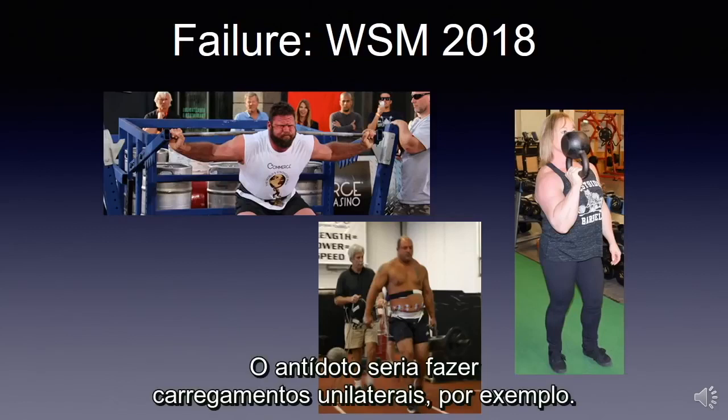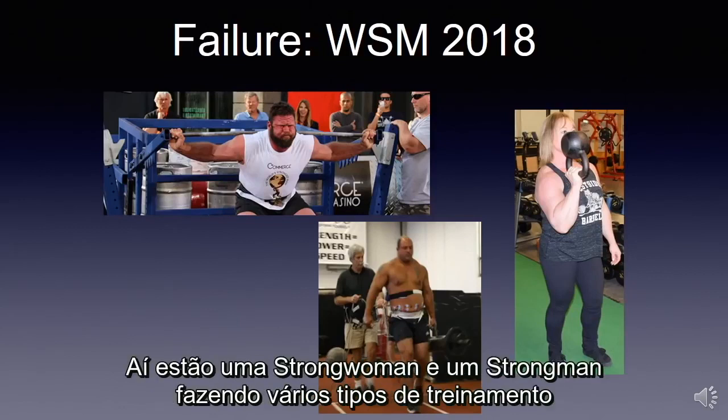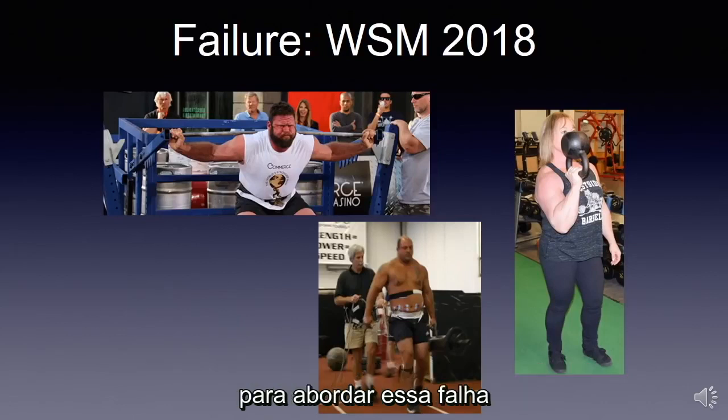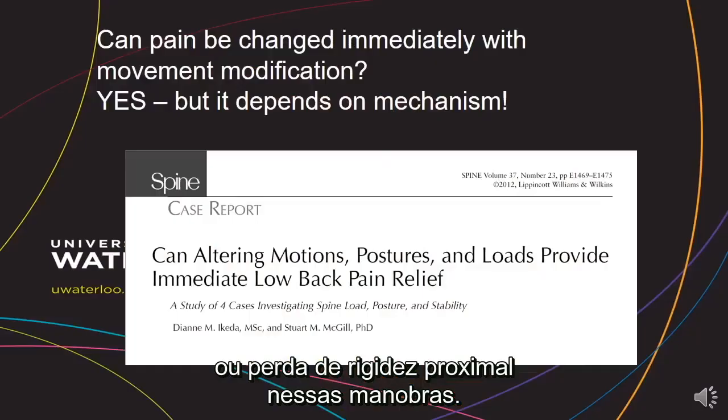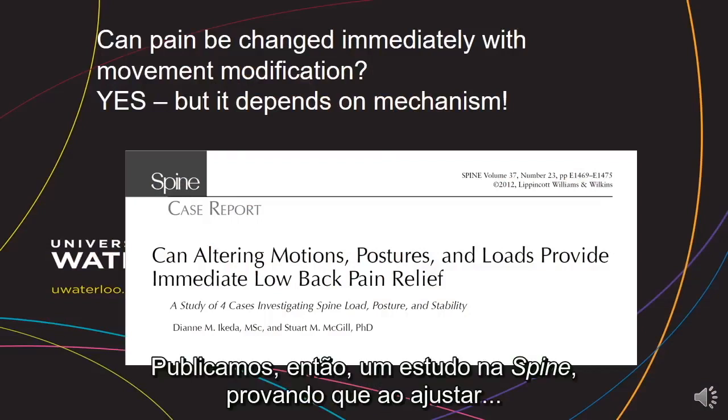If it detects instability, it won't send full neural drive to the muscles. The antidote to that would be unilateral carries, for example. Here's a strong woman and a strong man doing various types of training to address that failure or loss of proximal stiffness in these strength maneuvers.